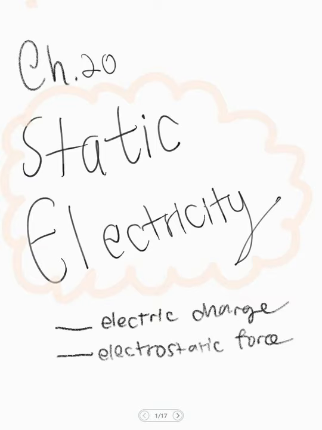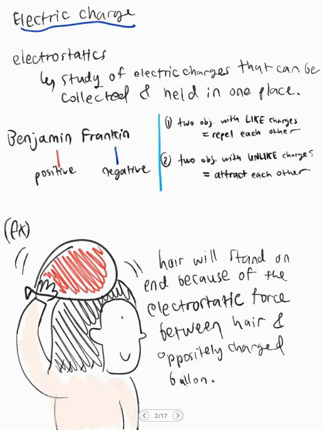In this chapter, it's going to be separated into two sections. The first one is the electric charge, and the second one is electrostatic force. Let's get started with the electric charge, or section 1. When we talk about electric charge, we have to know what electrostatics is first. Electrostatics is the study of the electric charge that can be collected and held in one place.